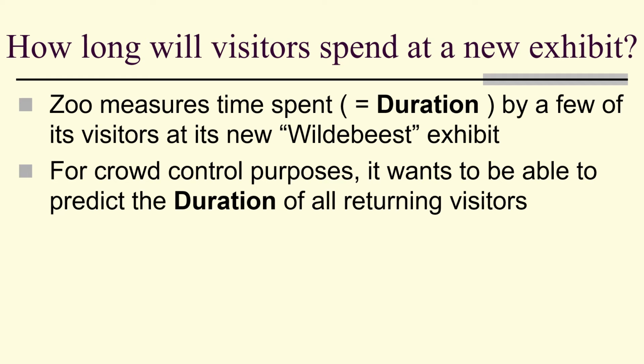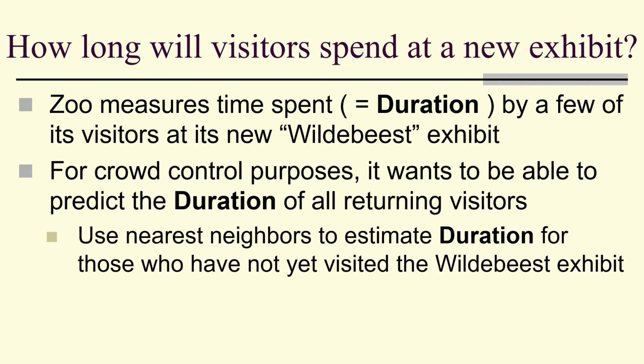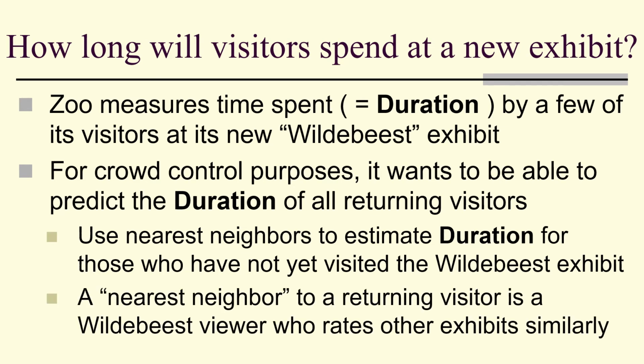So it needs to do crowd control, so it wants to be able to predict the duration of all returning visitors. It uses nearest neighbors to estimate duration, therefore, for those who have not yet visited the wildebeest exhibit. A nearest neighbor to a returning visitor is a wildebeest viewer who rates other exhibits similarly to someone who hasn't yet seen the wildebeest.